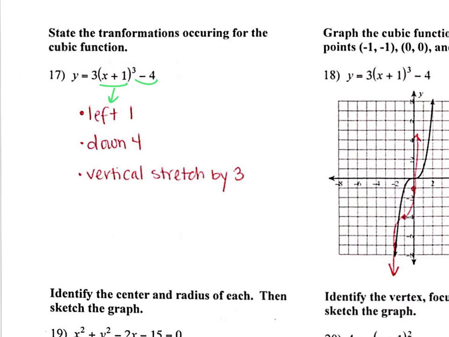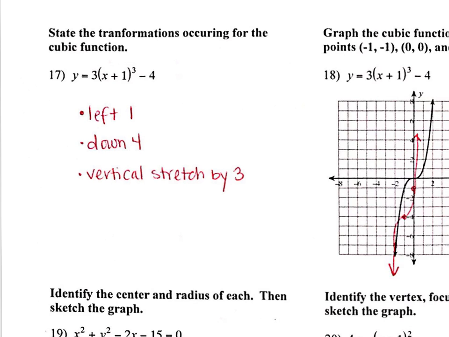Outside is what we think it is, so that is down 4. The 3 in the front, remember we nod our head up and down, so that's going to mean I'm going in the vertical direction, and it is what I think it is, so it's going to be a stretch by 3.